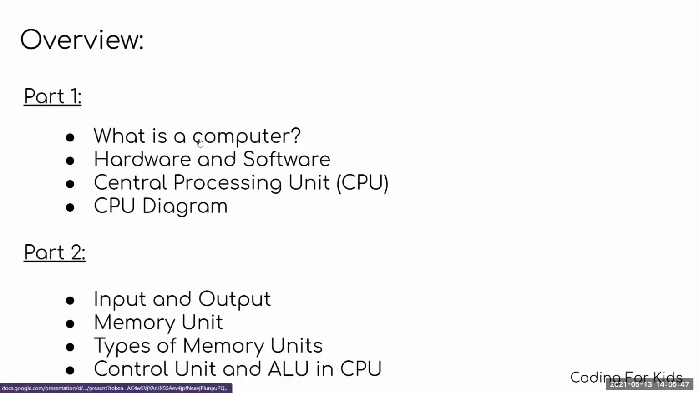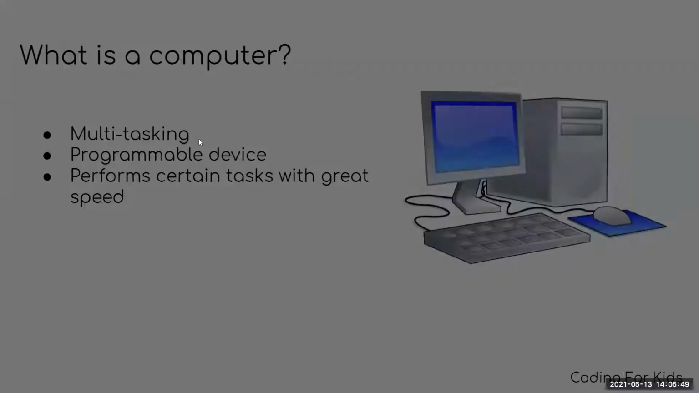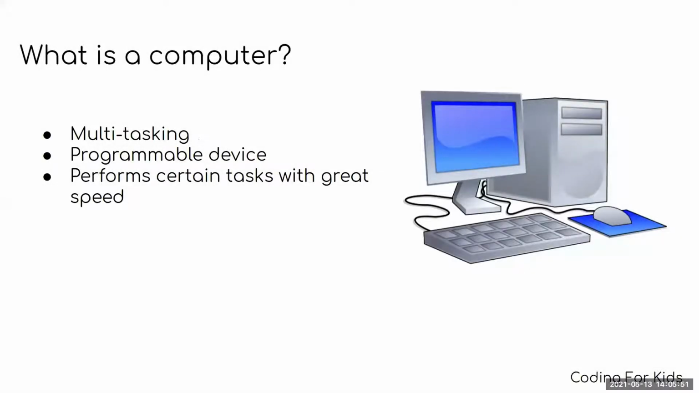First, let's look at what a computer is, because that's really important when talking about the components of a computer. A computer is a multitasking, programmable device that performs certain tasks with great speed. For example, let's see how this is true. Let's say we are on a computer.